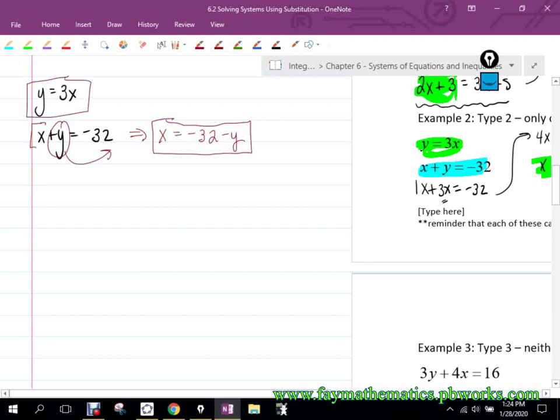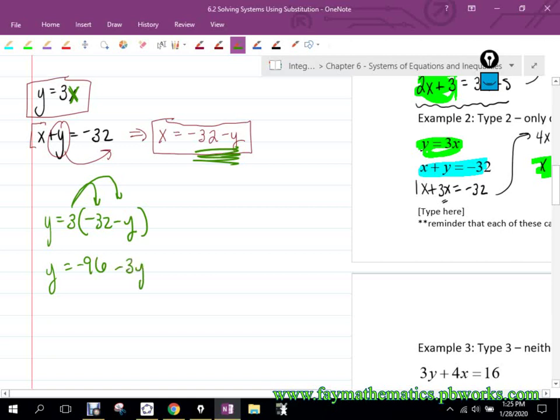Now I'm going to look at those two equations. Wherever I see an x in this equation, does it make sense to replace it now with that thing right there? That make sense? So now I'm going to rewrite all that. I'm going to rewrite this one as y equals 3, but now x is negative 32 minus y. What's this tell me to do here? Distribute. So I get y equals negative 96 minus 3y.